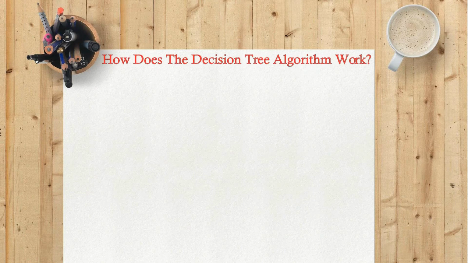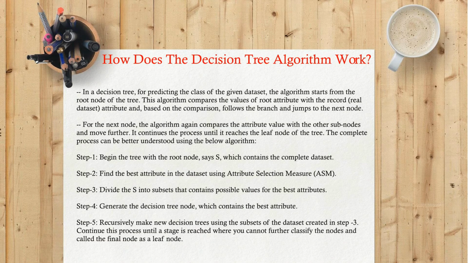How does the decision tree algorithm work? In a decision tree, for predicting the class of the given dataset, the algorithm starts from the root node of the tree. This algorithm compares the values of the root attribute with the record, the real dataset attribute, and based on the comparison, follows the branch and jumps to the next node. For the next node, the algorithm again compares the attribute value with the other subnodes and moves further. It continues the process until it reaches the leaf node of the tree. The complete process can be better understood using the below algorithm.